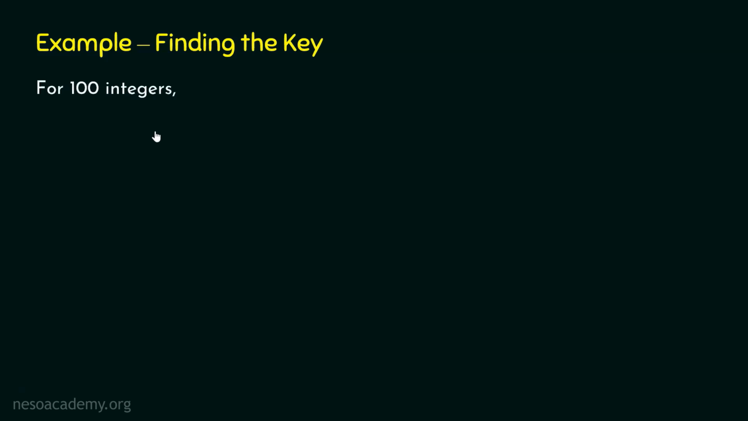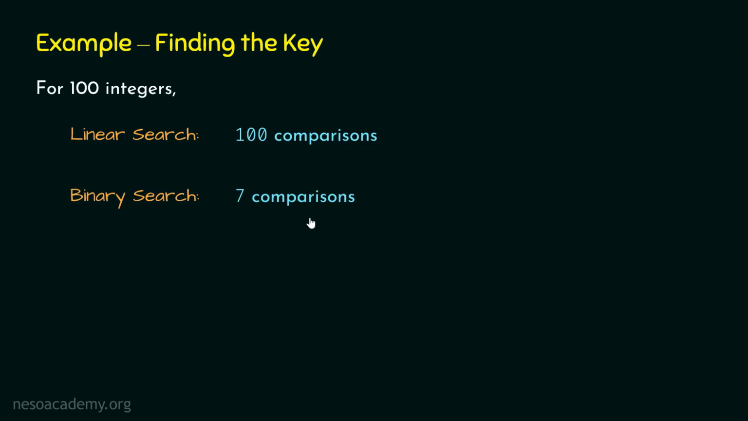Let's take 100 integers. What if we have 100 integers in a list? Let us assume the worst case. Let's say that the item that we want to find out is available at the end of the list. Then in that case, linear search will take 100 comparisons to come to the conclusion that the item is available in the list. What about binary search? Can you guess how many comparisons will be there? There will be 7 comparisons only. Only 7 comparisons. Can you see the difference?